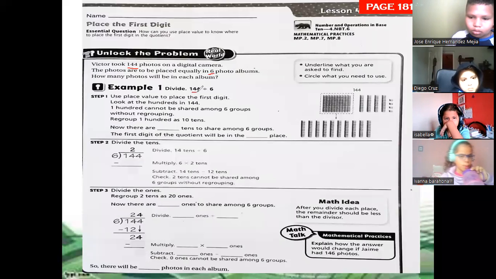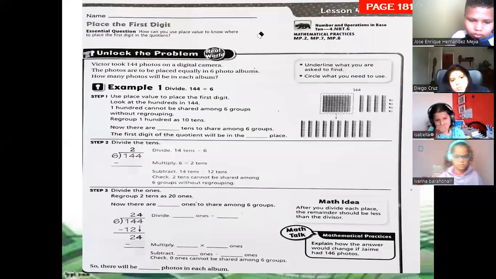Example 1 says divide 144 by 6. Okay, the number of pictures divided by the number of photo albums. Here, let's answer these questions. The first question says, underline what you are asked to find.